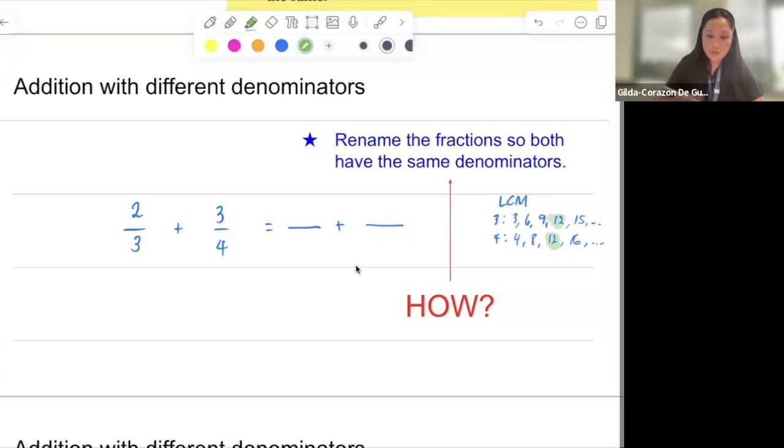And in this case, it would be 12. So if we've got 12 here, 12 there, now we want to rename 2/3 so that it has a denominator of 12. What did we multiply 3 by to get 12? We multiplied it by 4. And for us to not change the value of the fraction, but change what it looks like, we're renaming it, then we want to multiply 4 on top as well, okay?